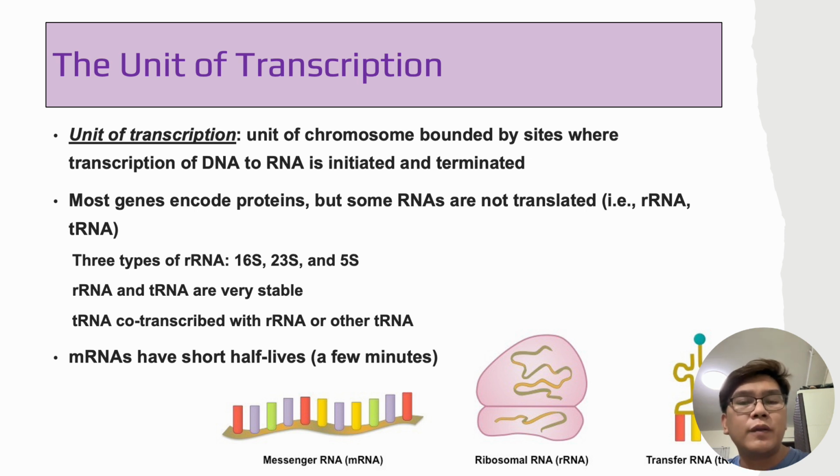rRNA, or the ribosomal ribonucleic acid, has three types, which include 16S, 23S, and 5S. tRNA, or the transfer RNA, on the other hand, carries the anticodon needed for protein synthesis. These two, the rRNA and the tRNA, are needed for translation to proceed. Finally, mRNA is the segment of RNA that carries the code for protein synthesis.